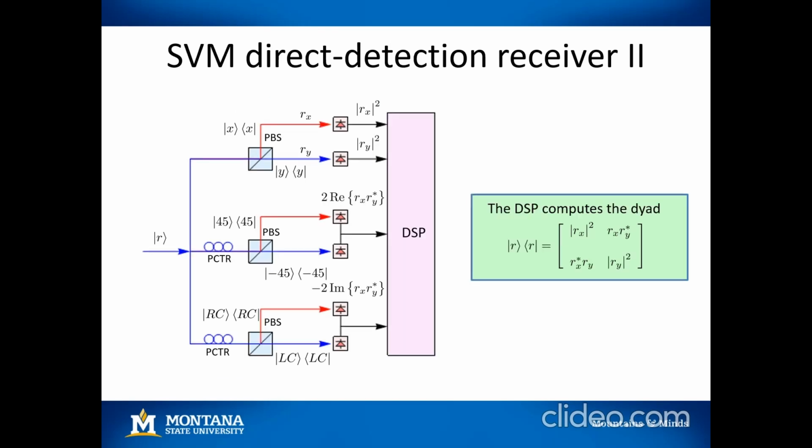I have the same receiver design here for SVM, simply there is a rewiring of the photodiodes, and the DSP, instead of a Stokes vector, rearranges the same components in a cross-correlation matrix between the Jones components called a dyad. The dyad and the Stokes vector have identical information, so in the slides that follow, I'm going to use a dyad instead of the Stokes vector.